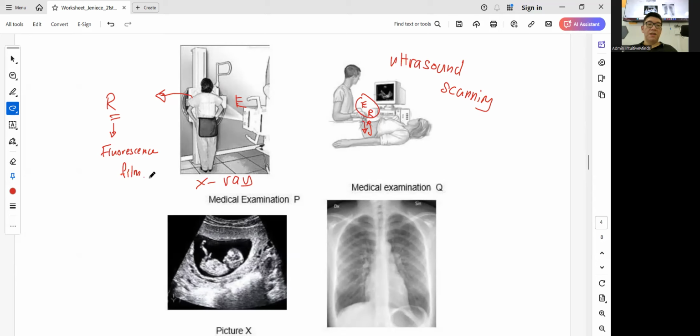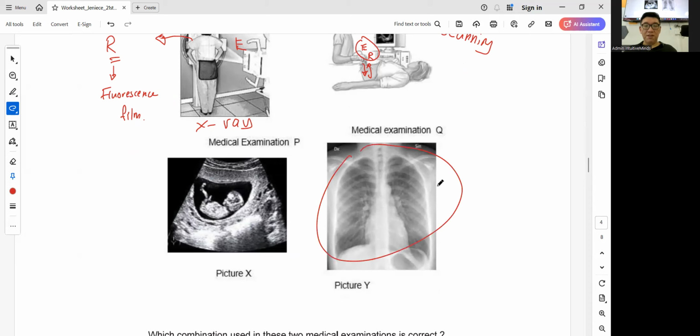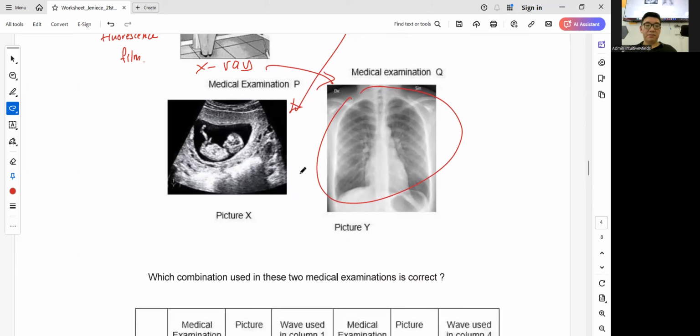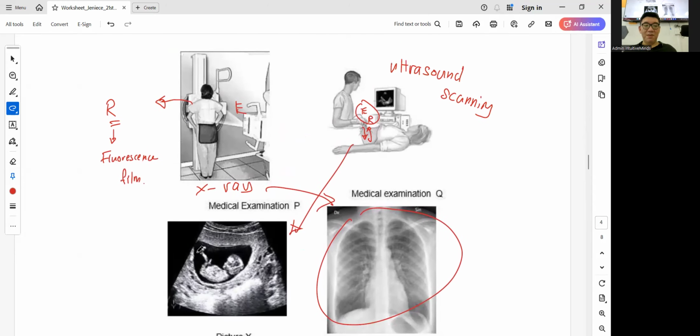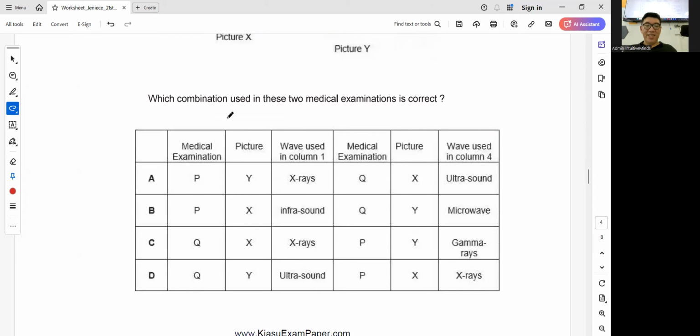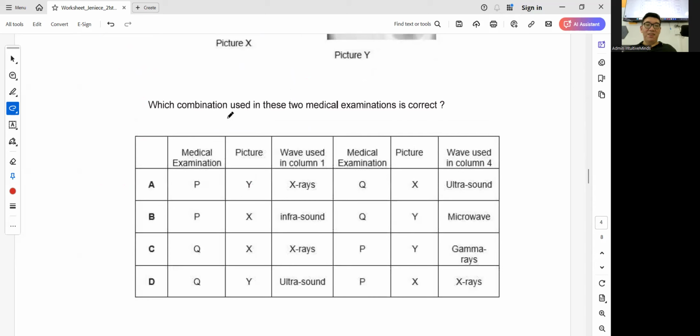Because the X-rays will hit the film, and the film has a special material that produces fluorescence. All right, so that will look something like this. This is for the X-ray, and this is for the ultrasound. Quite obvious lah. I mean, the baby isn't going to look like that when you scan it, but yeah. Okay, so let's see which combination is correct.